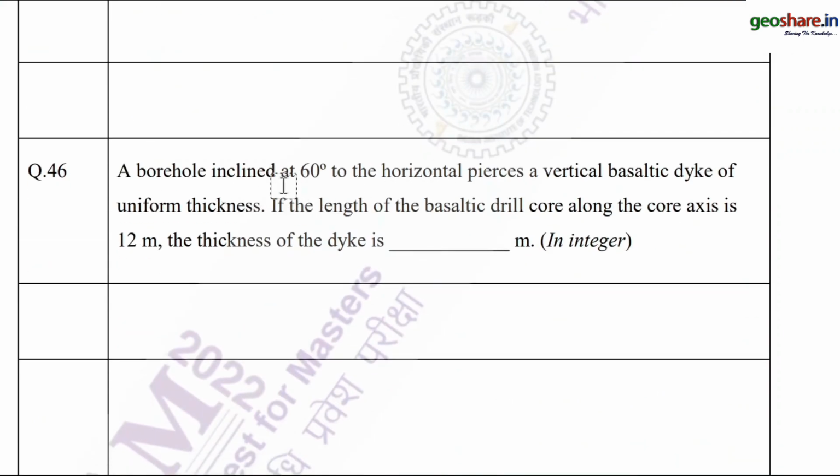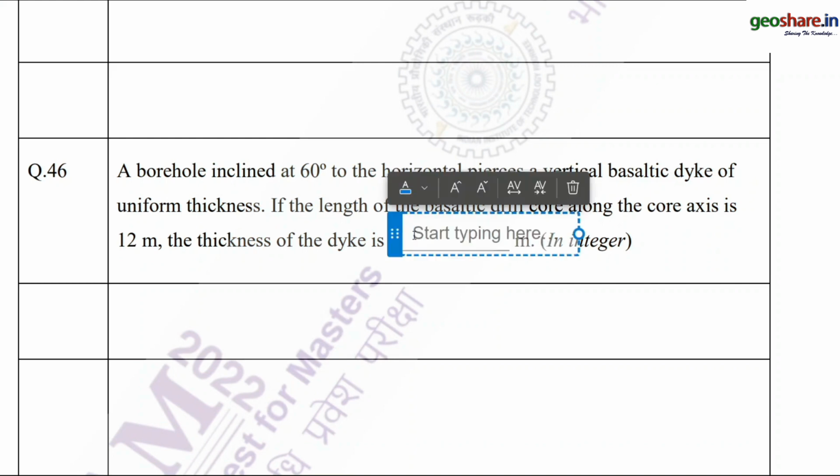A borehole inclined 60 degrees to horizontal pierces a vertical basaltic dike of uniform thickness. If the length of the basaltic drill core along the core axis is 120 meter, the thickness of the dike is 6 meter in integer.